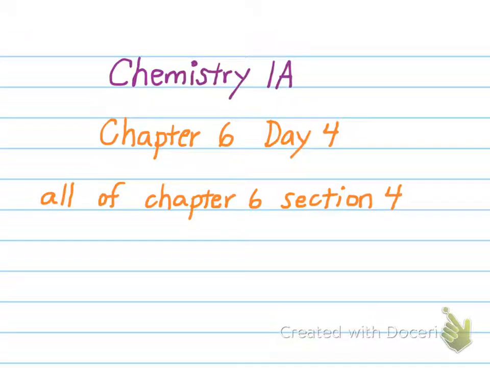Here are your chapter 6, day 4 notes. The notes today are going to cover all of chapter 6, section 4. Today you're going to learn how, if you're given the name, to write the formula for an ionic compound. And you're also going to learn how, if you're given the formula, to name an ionic compound. So today we'll be talking about ionic compounds. Again, it's going to be helpful to have your helper sheet handy and your periodic table handy as we go through these notes.